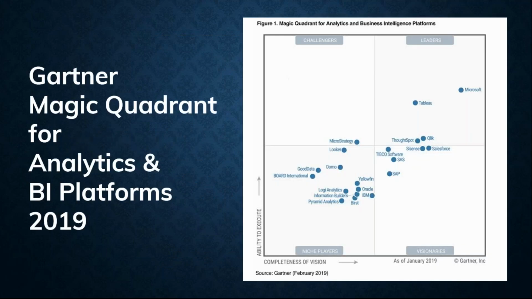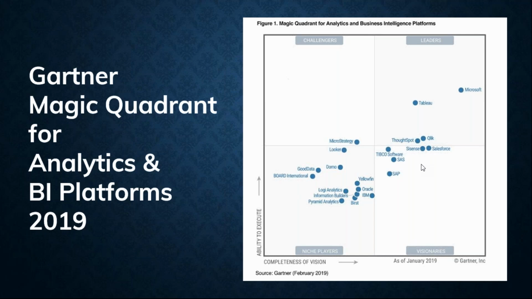As you can see, according to the Gartner Magic Quadrant for Analytics and BI platforms, Microsoft Power BI, Tableau, and Qlik are the top 3 BI platforms in terms of their ability to execute and completeness of vision. We are conducting this webinar to address the most frequently asked question from our clients. And the question is, which is the best BI platform out of the top 3? Answering that question is the primary objective of this webinar. So let's get on to it.